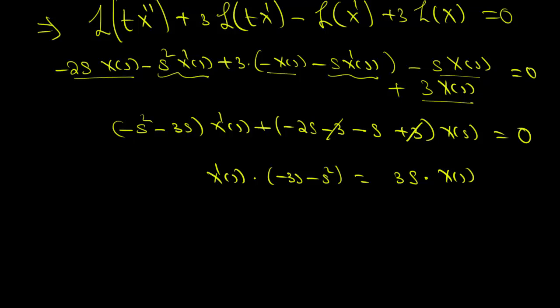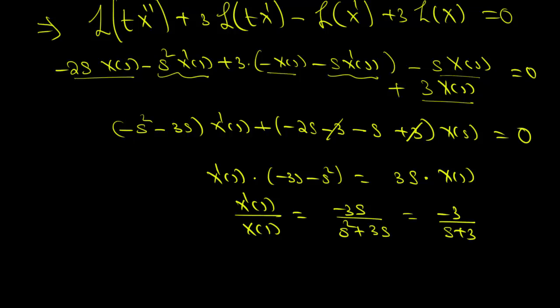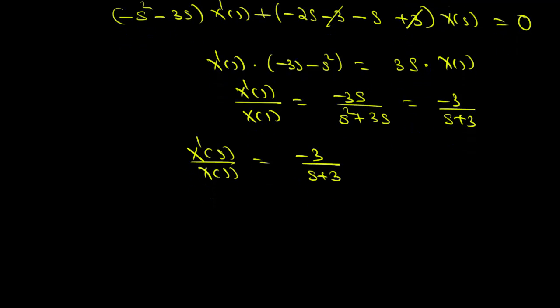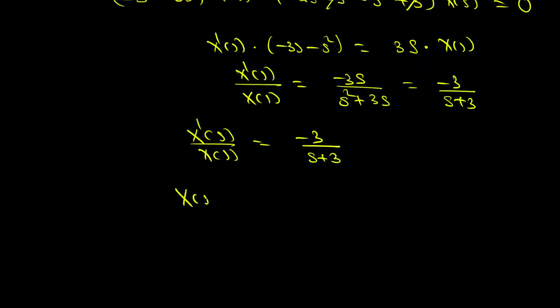Therefore X'(s) divided by X(s) is −3s divided by (s² + 3s), which is equal to −3 over (s + 3). So we have the new differential equation X'(s)/X(s) equal to −3 divided by (s + 3). Integrating, we get X(s) is some constant divided by (s + 3) cubed.